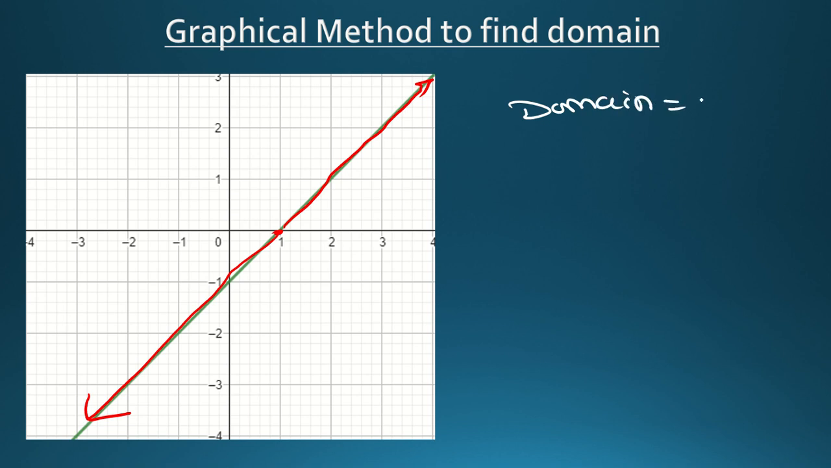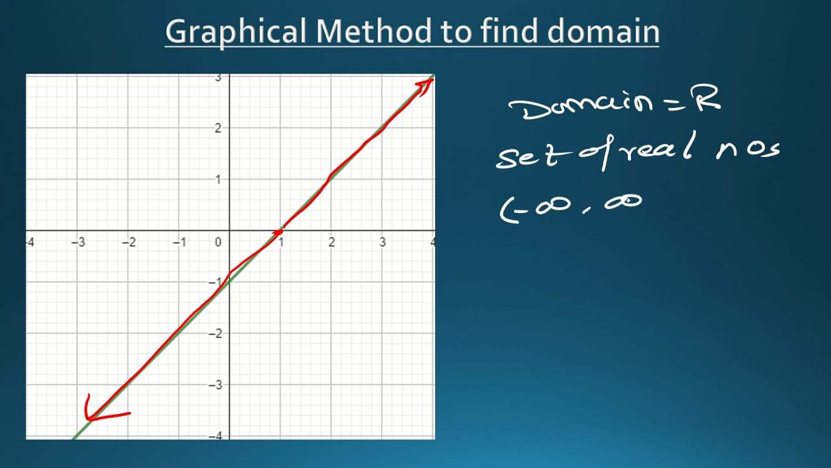is capital R. Capital R means all real numbers. Okay, and there are many ways to write this. It is the set of real numbers, or you can write it as the open interval minus infinity to infinity. Like this also you can write, no problem in this.